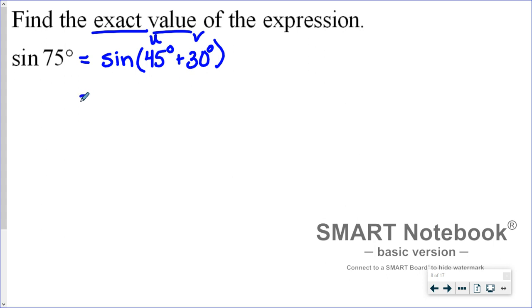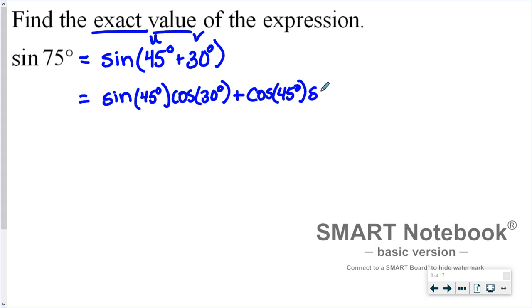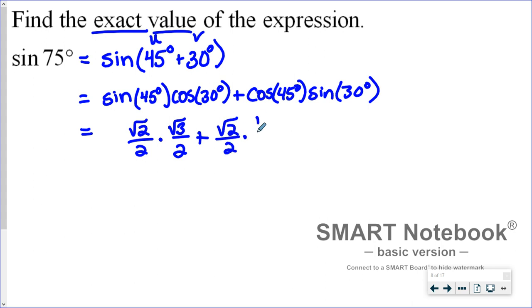So of course this is sine of u times cosine of v. And this is sine, so the sine is the same. So plus cosine of u times the sine of v. All right, so then of course we use our unit circle values. So this is square root of 2 over 2 times square root of 3 over 2 plus square root of 2 over 2 times 1/2.